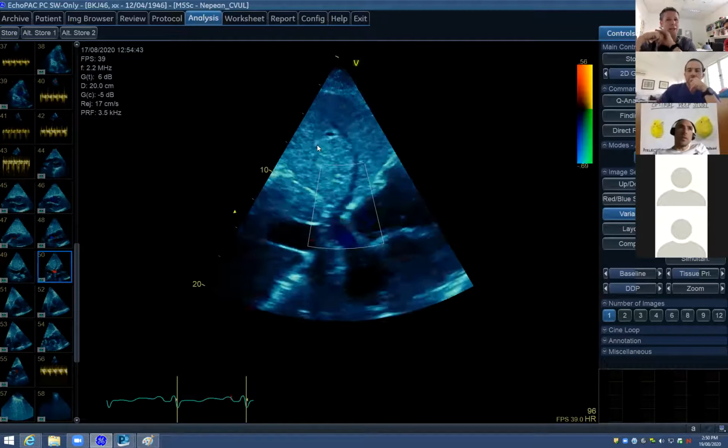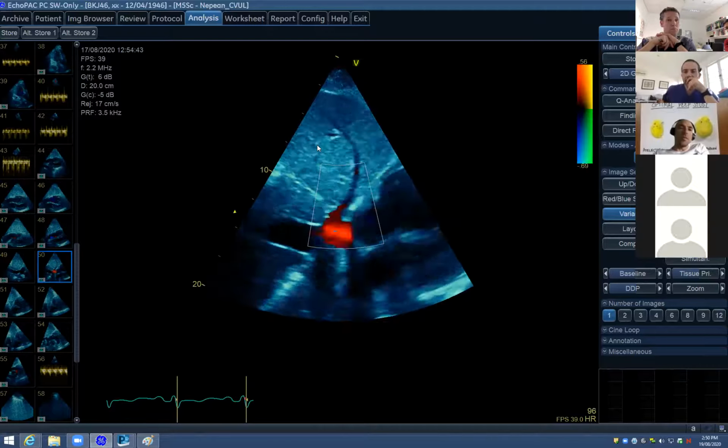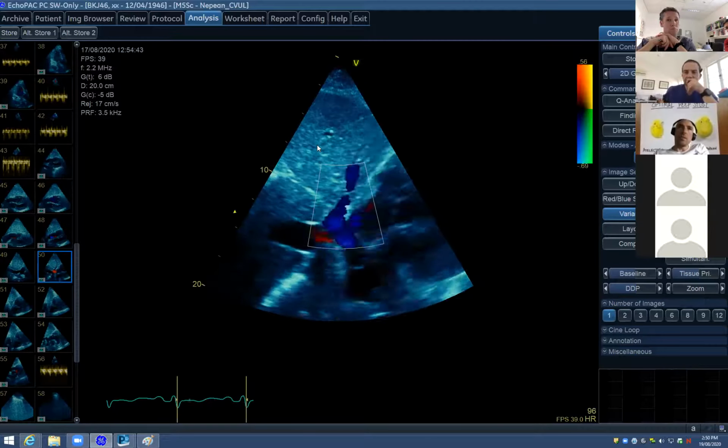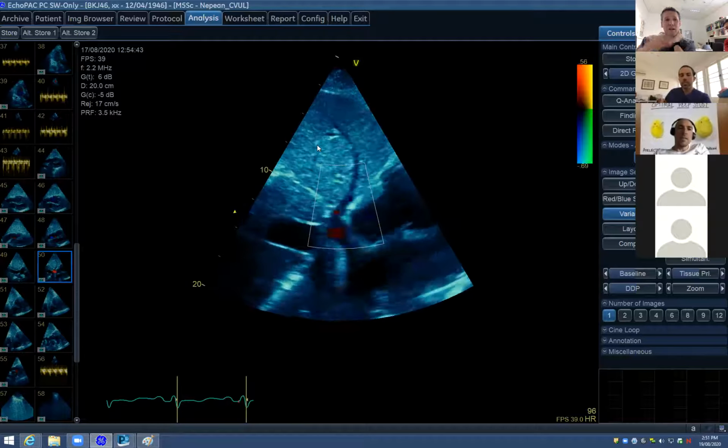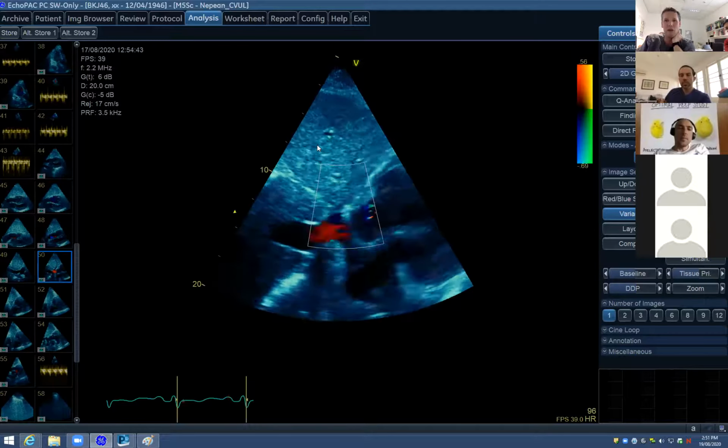Anyone else? Oh, sorry, are you finished? I was going to say a ratio of 0.6 is what I think. Got another one. Lewis is absolutely right, and the echo parameters of RV dilation and dysfunction are in there. Is there anything else?